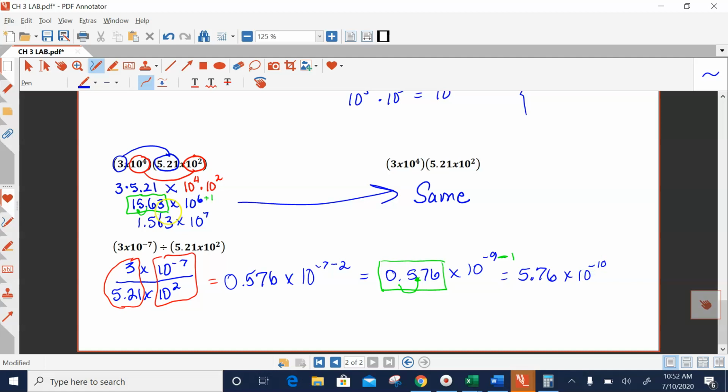Notice up here in the previous example, the 15.63, I had to move the decimal place one to the left, so I had to add one to my exponent on 10. Here I'm moving it one decimal place to the right, so I'm having to subtract one.